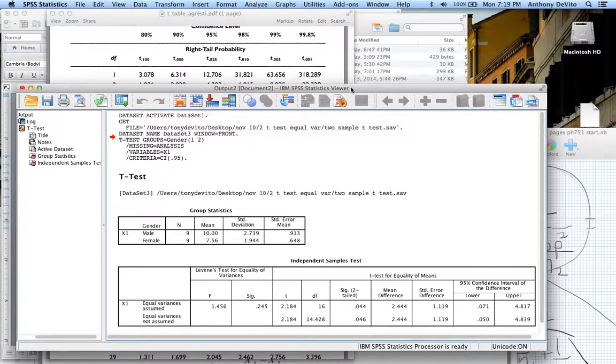Because I took the smaller of the two groups, in this case they're both the same size, 9, and subtracted 1, I used 8 for the degrees of freedom. Both sample sizes were 9. Remember when we assumed equal variances, what did I use for degrees of freedom? I added the two samples together, 18, and subtracted 2, which gives 16. With unequal variances, what did I do as a shortcut? I took the smaller of the two groups.